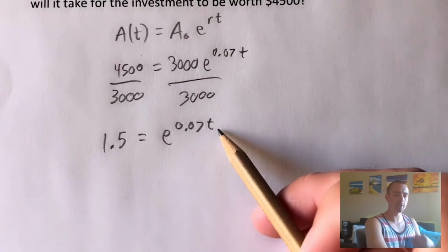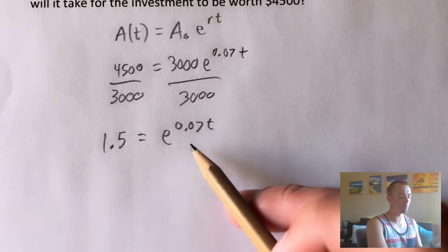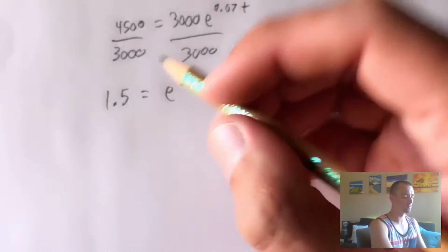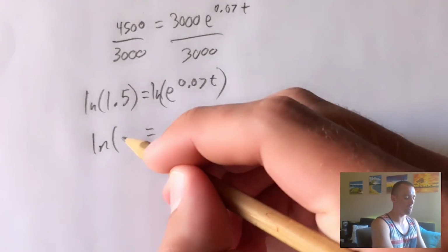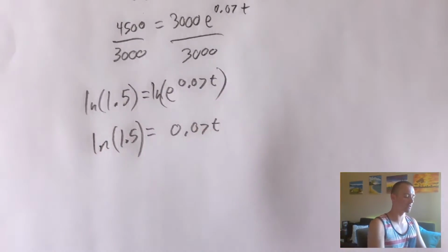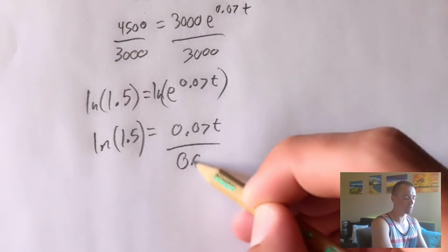And then, since the thing we're trying to solve for is stuck in the exponent here, to get it out of the exponent, what we can do is take the natural log of both sides. And what that does is it cancels out the e and basically cancels out the base of the exponent and just leaves us with whatever was the exponent. Now we can just divide the 0.07 over.